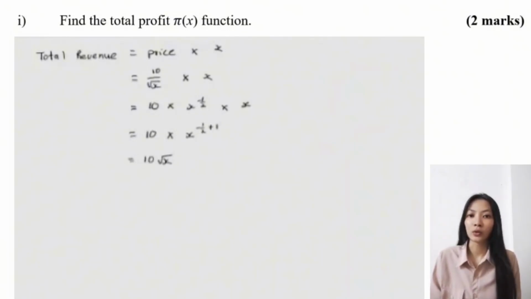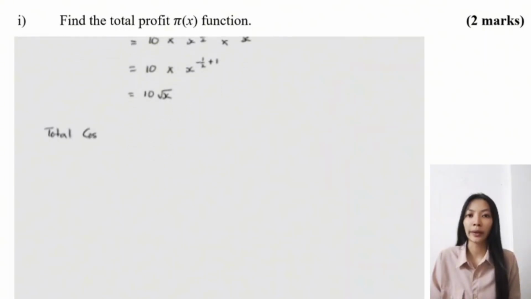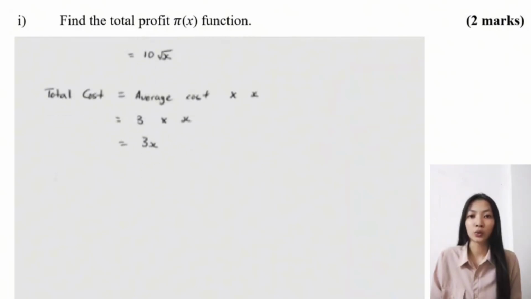Next, we find the total cost, which is average cost multiplied by X. TC equals 3 multiplied by X, then equals 3X. So the profit function pi of X is TR minus TC, which is equal to 10 multiplied by square root X minus 3X.